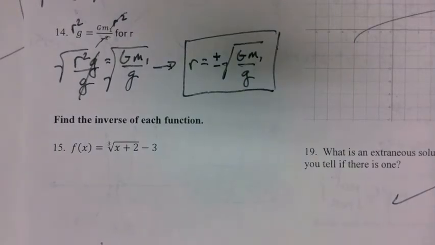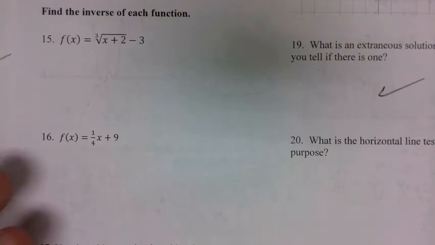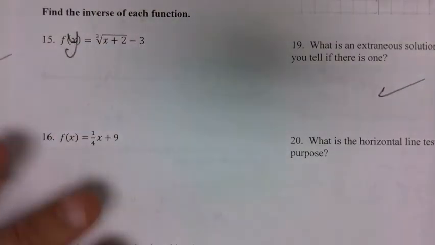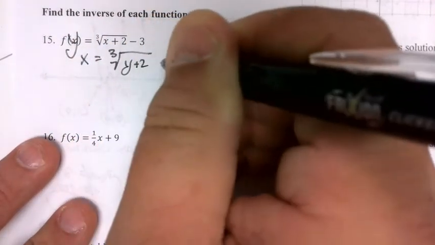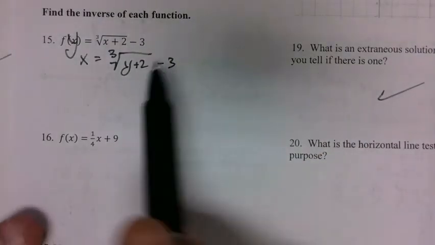Okay, find the inverse of each function. To find the inverse, I'm going to pretend this is a y for a second, and then I'm going to switch the x and the y. So that would give me x equals the cubed root of y plus 2 minus 3. Because remember, inverse equations switch the input and the output. They switch the x and the y. Now I'm going to solve for y.